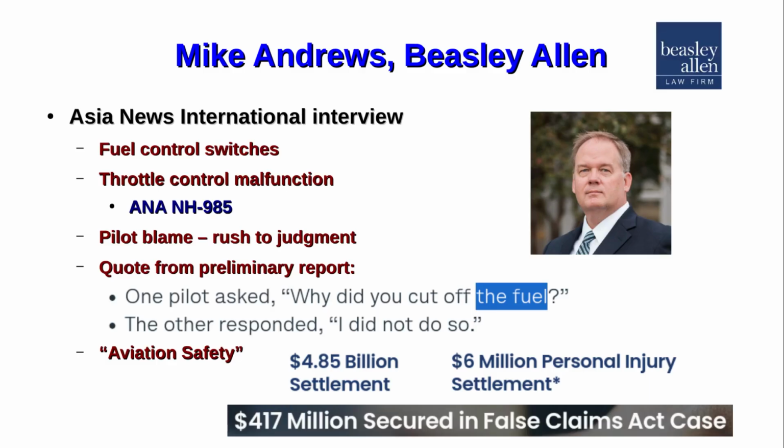No. The preliminary report merely paraphrased the conversation, and for all we know, it could have been conducted in Hindi. Beasley Allen has materially altered this section of the report to present it as if the two pilots were being quoted directly. The words, the fuel, are not in the report, and thus Beasley Allen has deliberately misrepresented the conversation, putting words into the mouth of one of the pilots that he did not actually say.